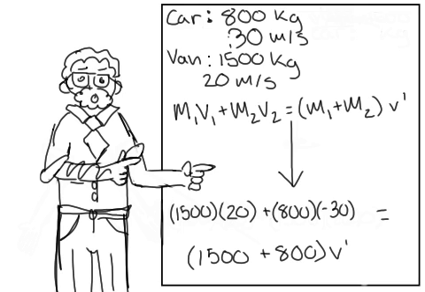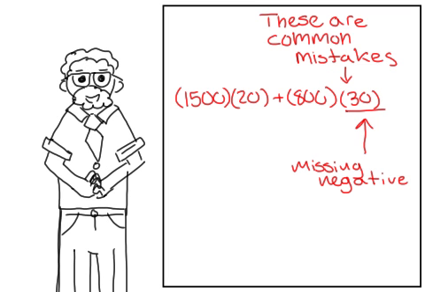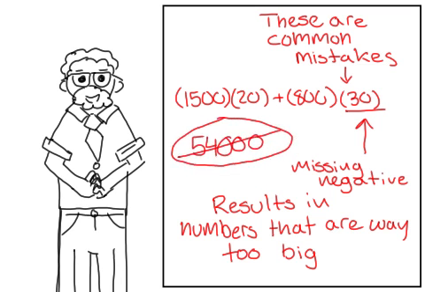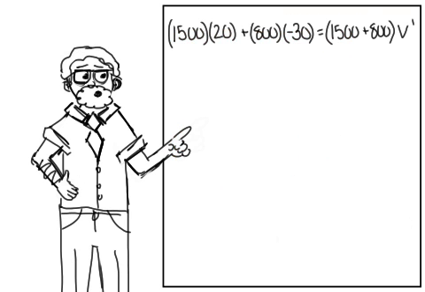Notice how the velocity for the small car is negative. This is because the car is going in the opposite direction of the van. Many students will make mistakes like this, forgetting to put the negative in and solving to get an answer that is way too big. Just make sure you don't forget to think about which direction the objects are going when you have any type of physics problem.